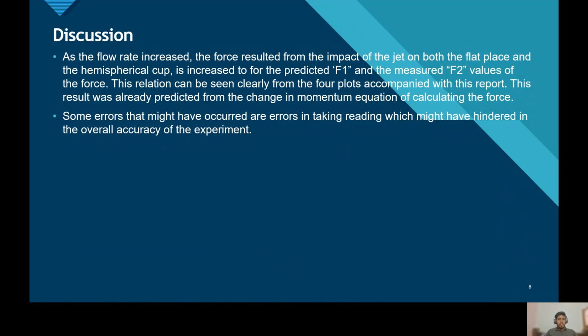So the discussion: as the flow rate increased, the force resulting from the impact of the jet on both the flat plate and the hemispherical cup increased for the predicted F1 and the measured F2 values of the force. This relation can be seen clearly from the four plots accompanying this report. This result was already predicted from the change in momentum equation for calculating the force. Some errors that might have occurred are errors in taking readings, which might have hindered the overall accuracy of this experiment.